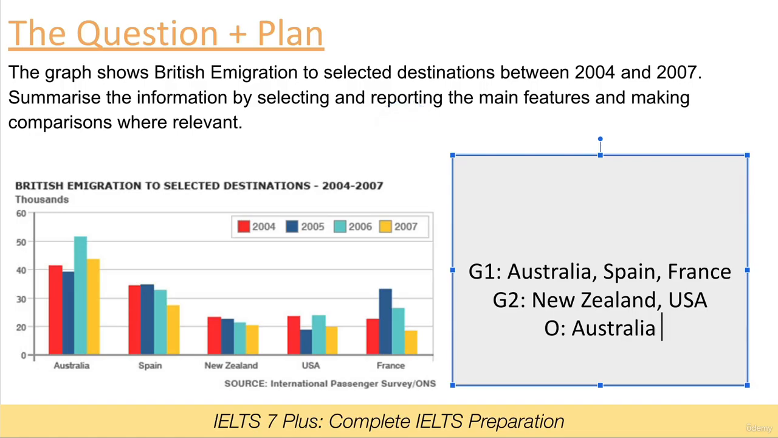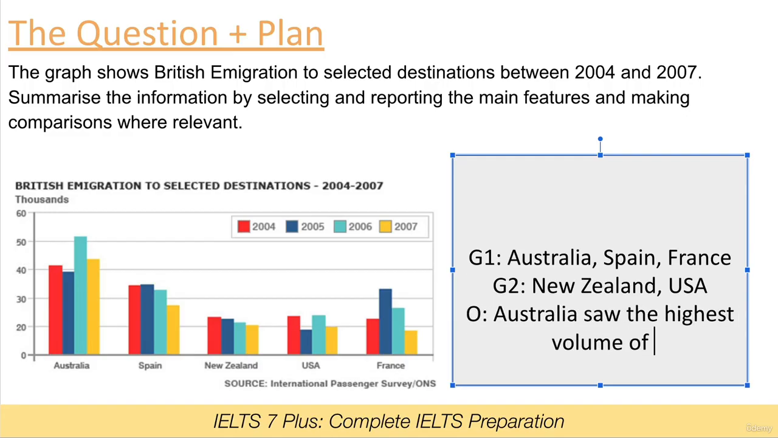Australia, this is in the past tense again, saw the highest volume of British, we could say expats, maybe. Oh, expatriates. Let me double check that word. Yes, so I think we're going to go for Australia for our overview, our sweeping statement. Or let's stick with immigrants.